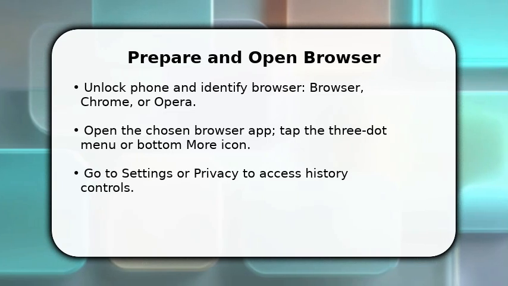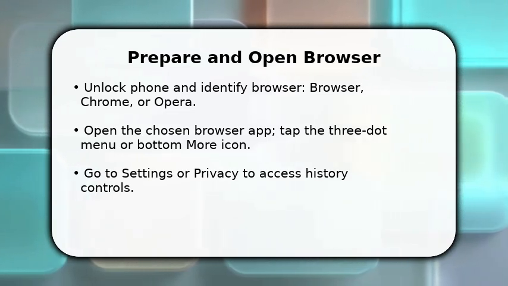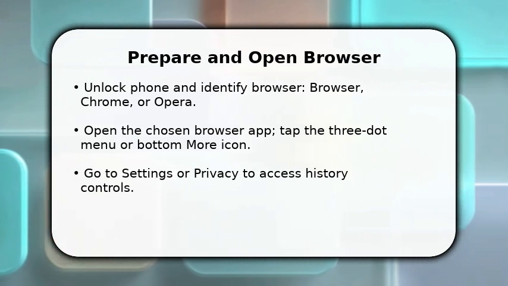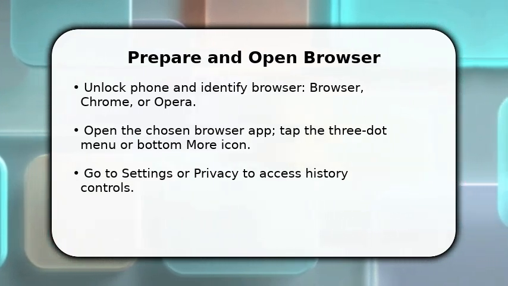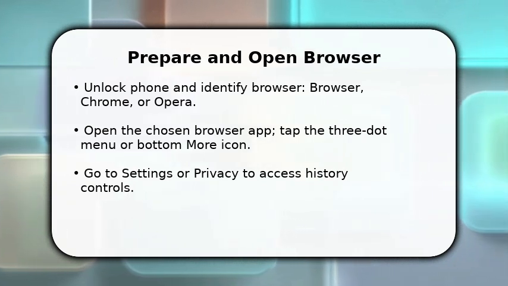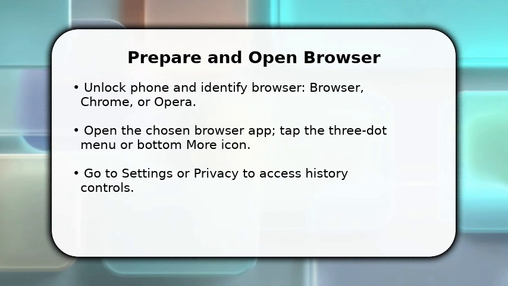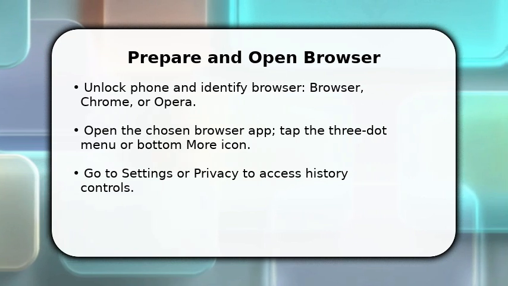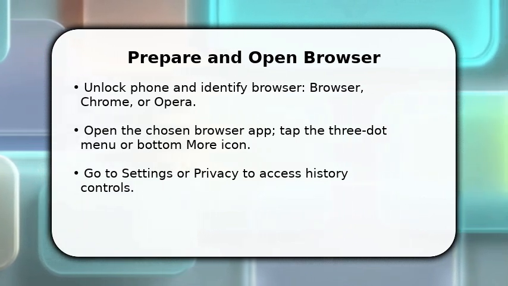You're ready, unlock your Vivo and confirm which browser you'll clear, the stock browser app or Chrome. Once done, open that app and locate the main menu, 3 dots or the more icon at the bottom. Tap it, then choose Settings. Make sure you're in the browser's own settings rather than system settings. This step ensures you remove in-app records instead of unrelated data.